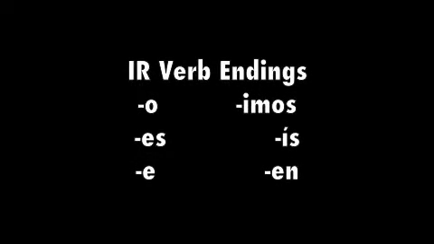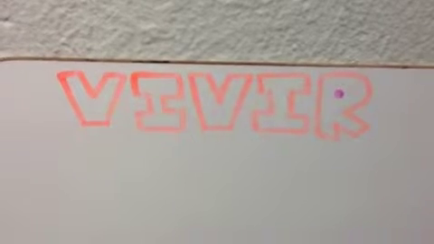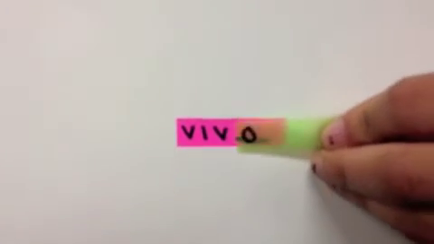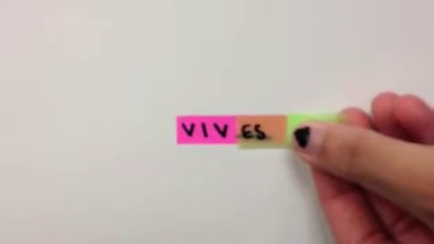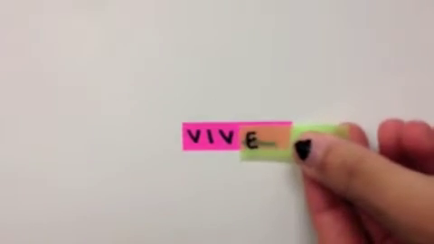The IR verb endings are o, es, e, imos, ís, and en. An example of an IR verb is vivir. The yo form is vivo. The tú form is vives. The él, ella, usted form is vive.